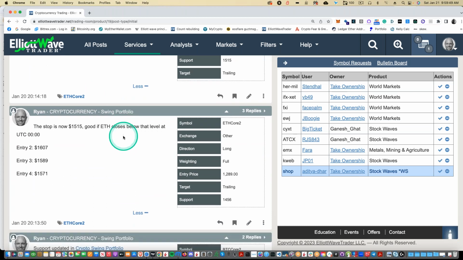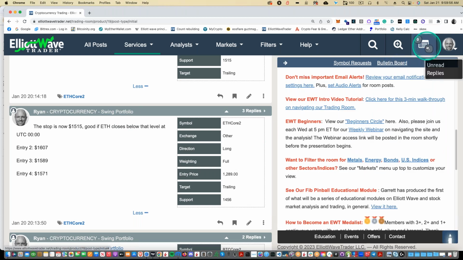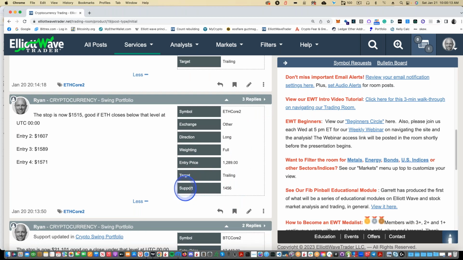So let's talk about what the algos are. It is a momentum signal on Ether and Bitcoin. It's a little bit different from the old core algo. The big reason for modification was that I wanted to get a real stop number so you guys can measure your risk better. Right now we've got a stop of 1456 on Ether, which shows up as support. We took an entry at 1289, so we have a pretty good return.